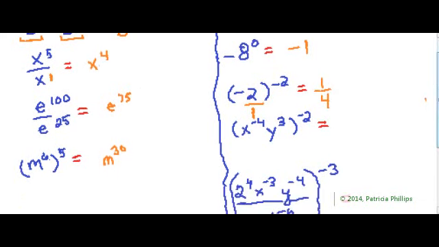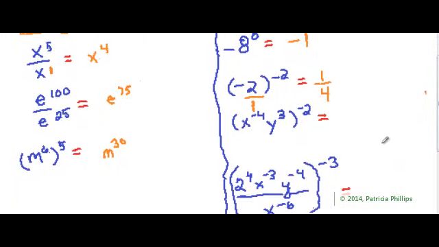Okay, the next one is x to the power of -1 times y to the power of 3, and this is in parentheses, and it's all raised to the power of -2. So what you can do is you can use the power of a power rule and multiply each of these powers times the power on the outside. So that would give you x to the power of 2, y to the power of -6, and you cannot have a negative exponent.